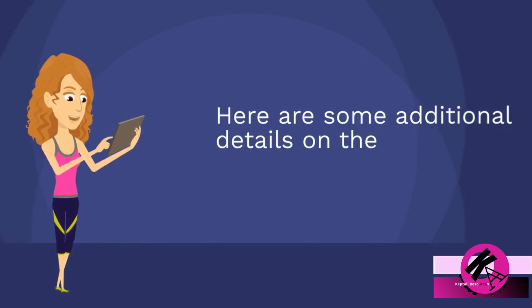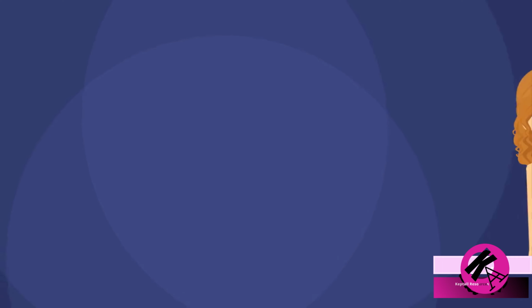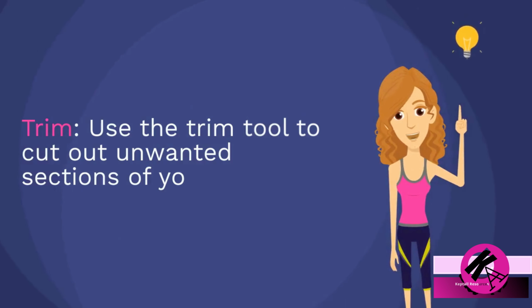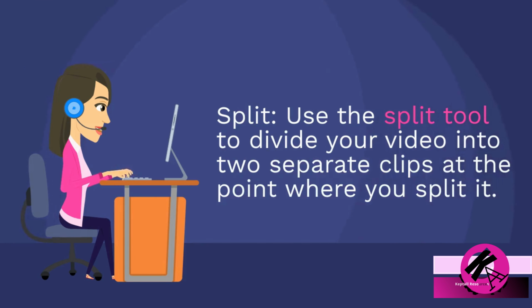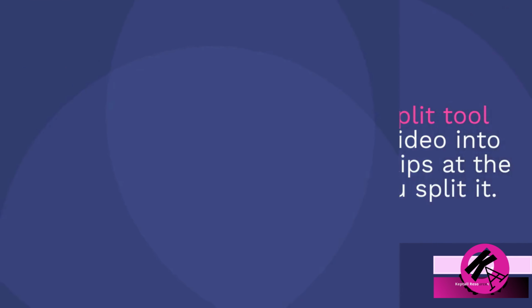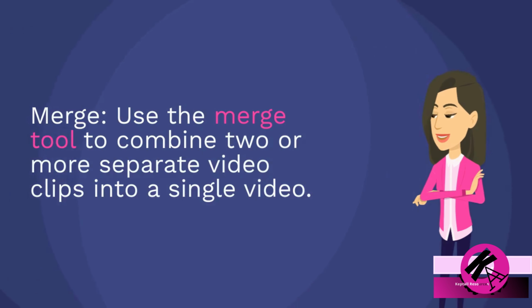Here are some additional details on the specific editing tools and features available. Trim. Use the trim tool to cut out unwanted sections of your video. Split. Use the split tool to divide your video into two separate clips at the point where you split it. Merge. Use the merge tool to combine two or more separate video clips into a single video.